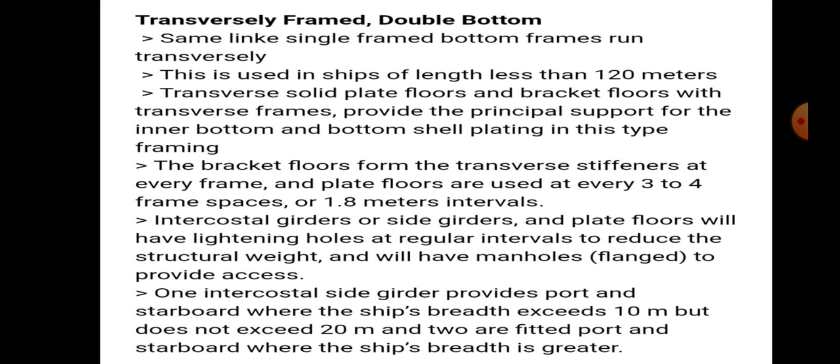One intercostal side girder is provided port and starboard where the ship breadth exceeds 10 meters but does not exceed 20 meters. Two are fitted port and starboard where the ship breadth is greater.